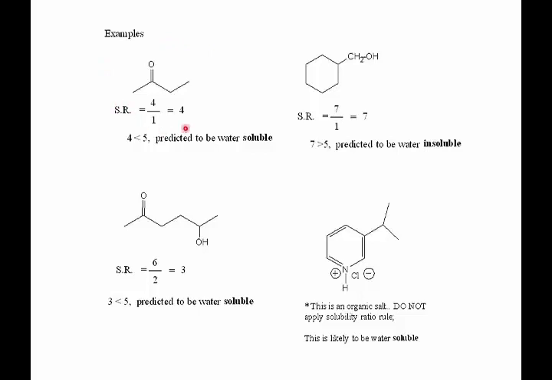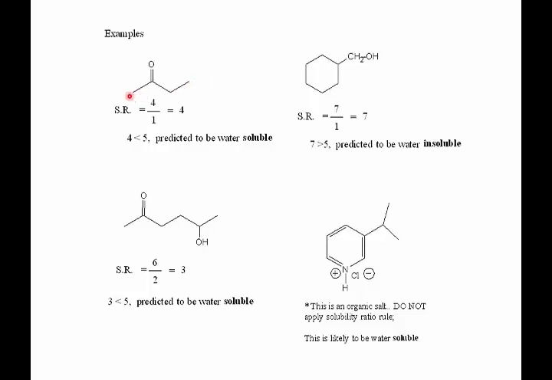So we have this ketone. We want to count the total number of carbons. That's 1, 2, 3, 4. The ketone counts as one hydrogen bonding group. Water molecules, the solvent, can donate a hydrogen to the oxygen in a hydrogen bonding arrangement. So for the solubility ratio value, the total number of carbons is 4, the number of hydrogen bonding groups is 1, and 4 divided by 1 is 4. 4 is less than 5, so we predict this compound to be water soluble. And indeed, you would find that this is water soluble. What's the name of this? I don't have it written out. 1, 2, 3, 4. Butane's our starting name.